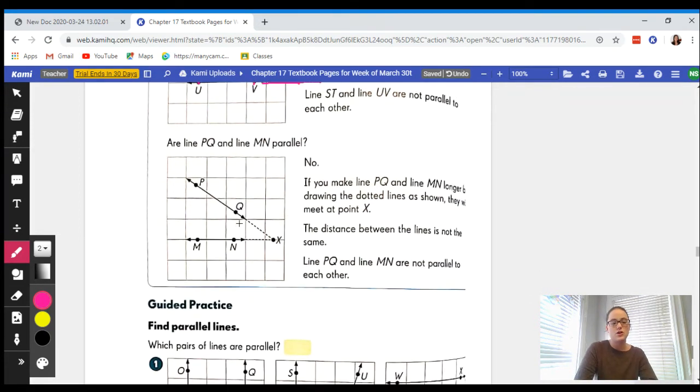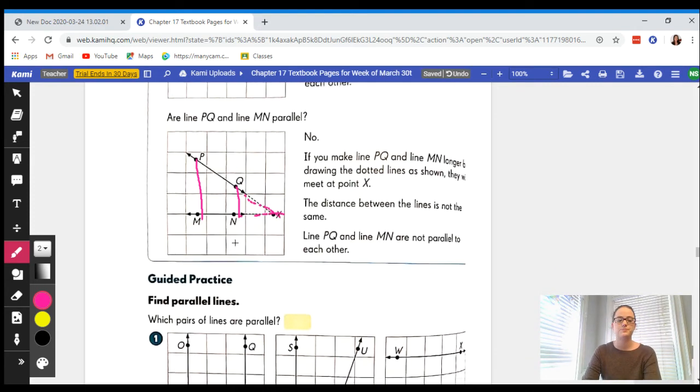So looking here, you can also see if I kept on going, these lines would meet. You can also count they're about 2.5 squares apart here, and they're about 1.5 squares apart there. So they're not going to be parallel lines.